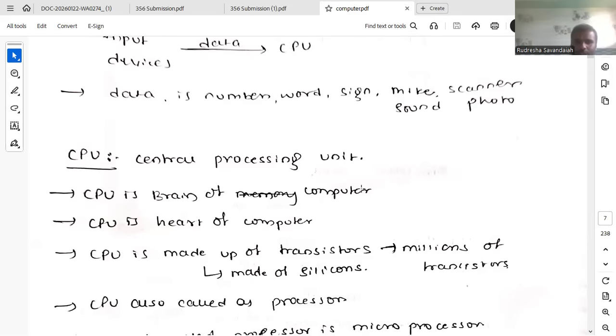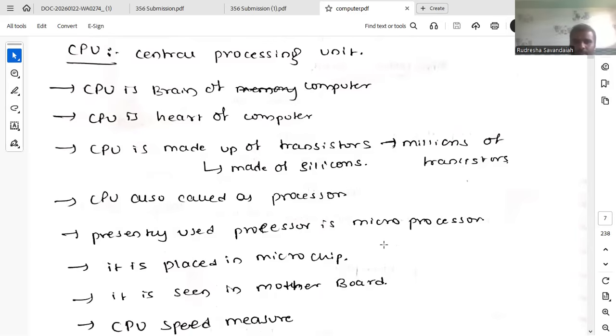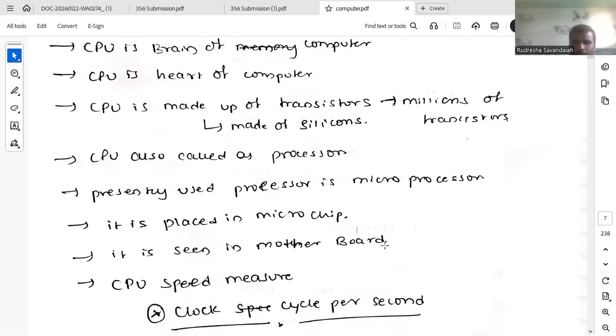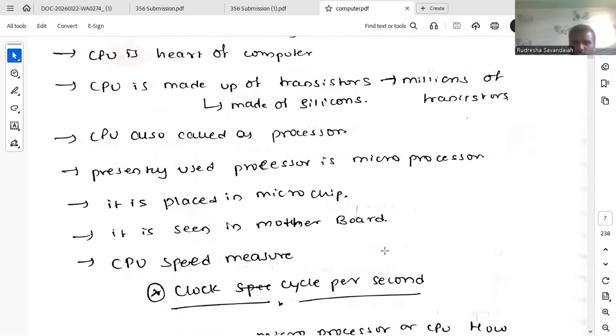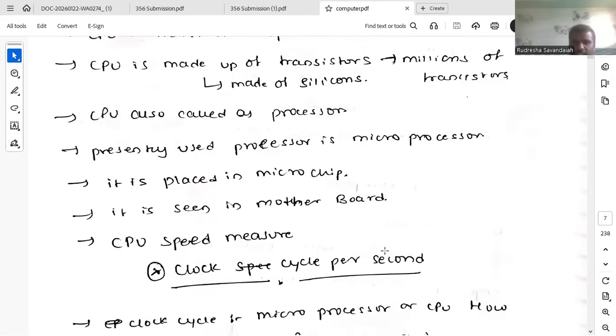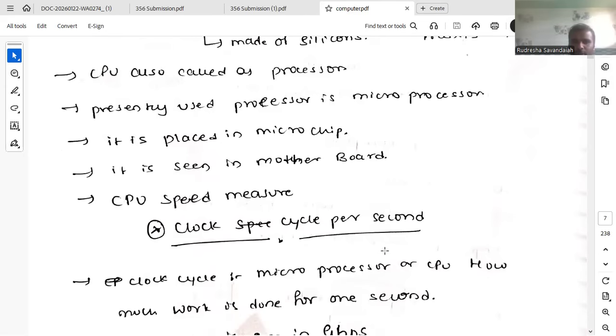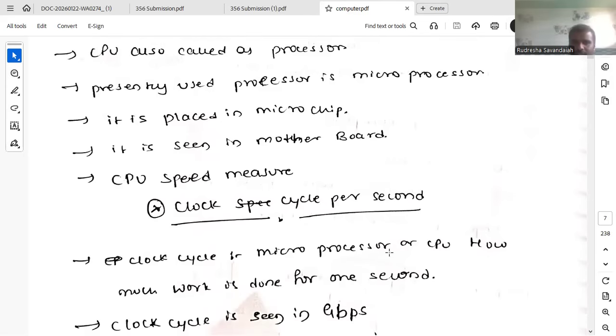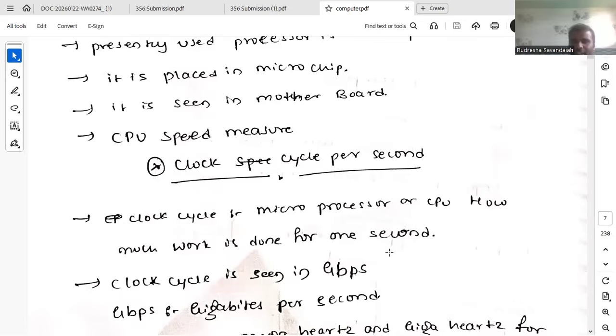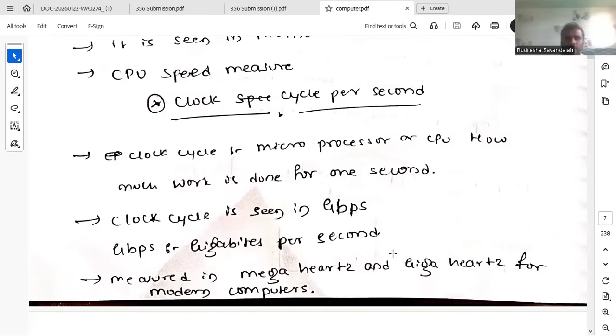Central processing unit is also called the processor. The presently used processor is the microprocessor. It is placed in a microchip. It is seen on the motherboard. CPU speed is measured in clock cycles per second. Clock cycle: how much work is done by the microprocessor or CPU in 1 second?